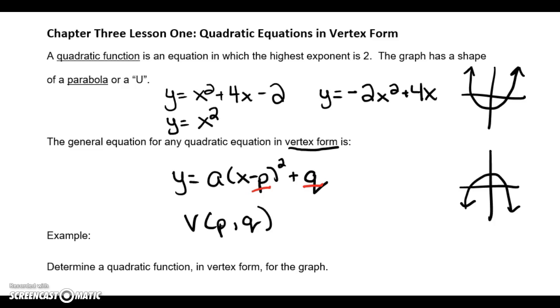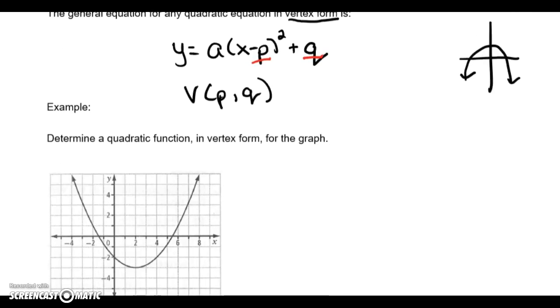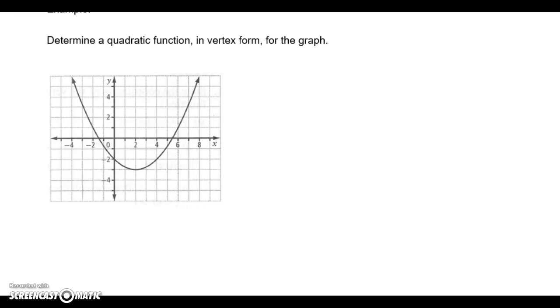Now let's go ahead and do an example, which is number 2 from your notes. Here we're going to determine a quadratic function in vertex form for the following graph. In order to determine a quadratic function in vertex form, I always start off by writing our general equation for vertex form. So we have y is equal to a times x minus p squared plus q. We can first start by finding p and q, and those are just your vertex.